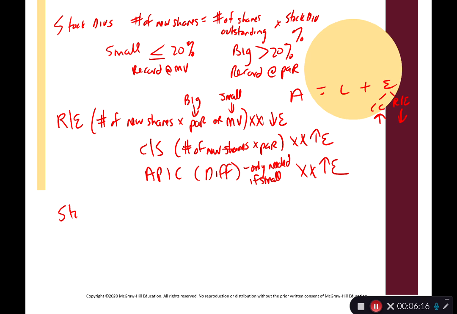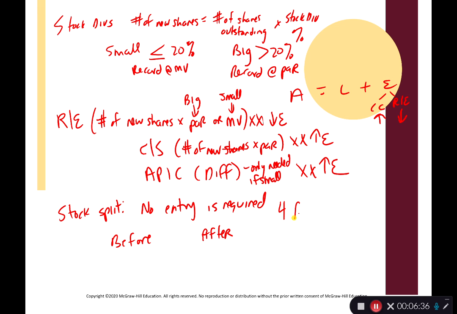If we're dealing with a stock split, remember no entry is required. All that happens is our number of shares and par change with the stock split. So let's do an example of a 4-for-3 split.